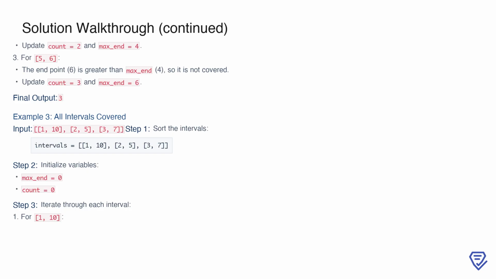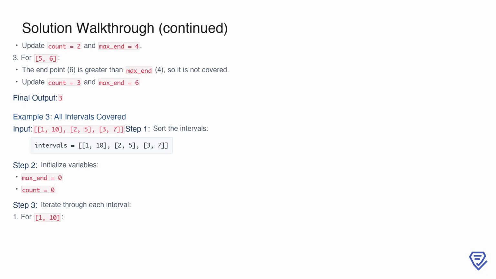Finally, for the interval [5, 6], its endpoint, 6, is greater than the current max_end of 4. This means [5, 6] is not covered either. We update count to 3 and max_end to 6. Since all intervals in this example are non-covered, the final output is 3.